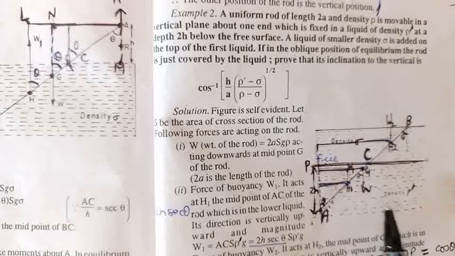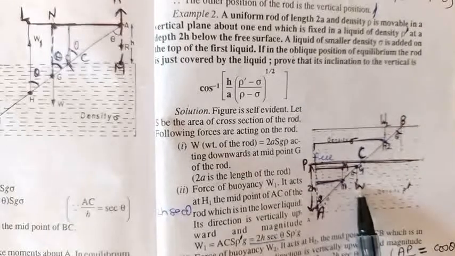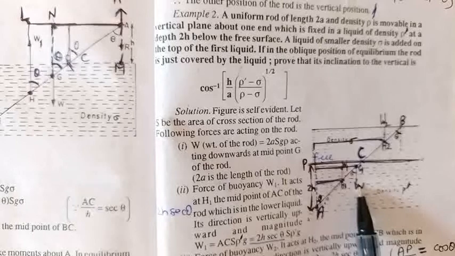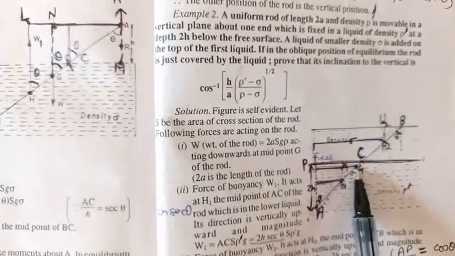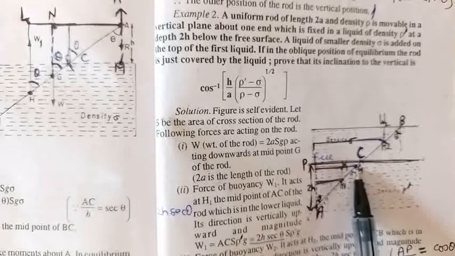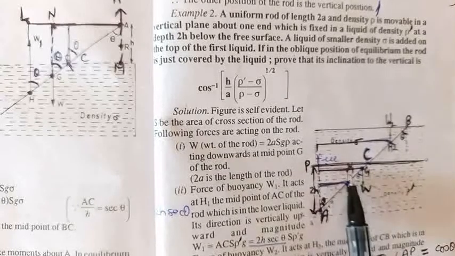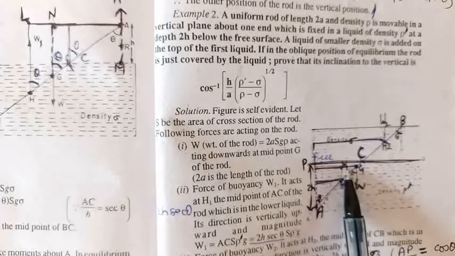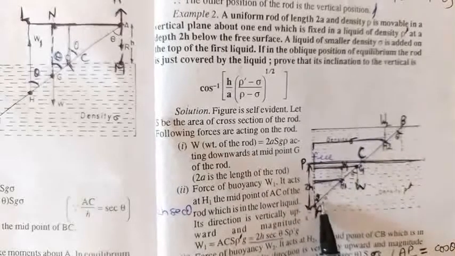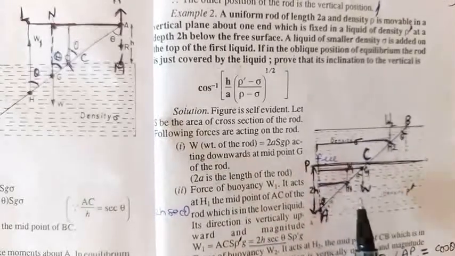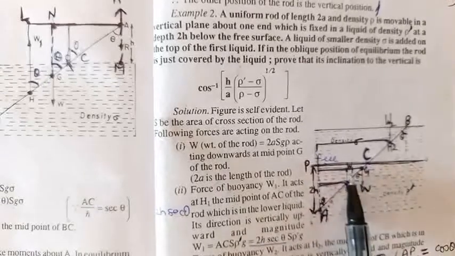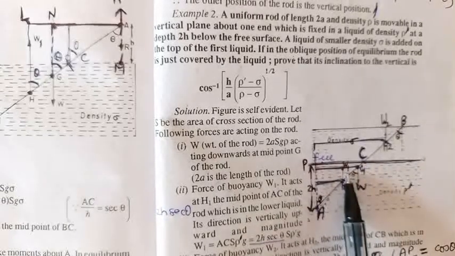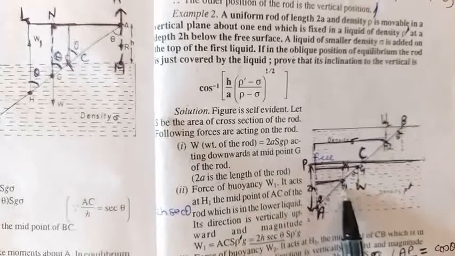Now let us take W as the weight of the rod that will act at the midpoint of AB. Here we have taken it as G, the center of gravity of this uniform rod. The second force will be the force of buoyancy, W1, for this liquid. W1 will act at the midpoint of AC, which we have taken as H1.